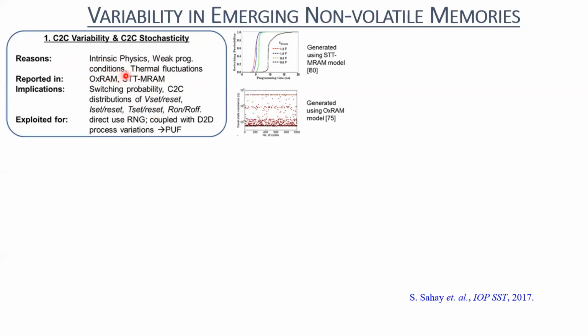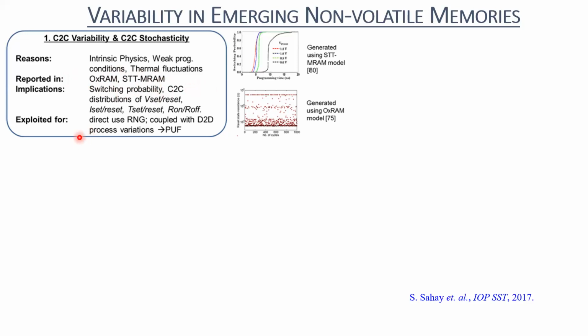In 3D NAND flash, or NAND flash memory, the oxide traps and all these things also add to this. So there the situation is much more complicated. And what are the implications? You have this switching probability, as I told, that you can achieve a switching probability of 50%.